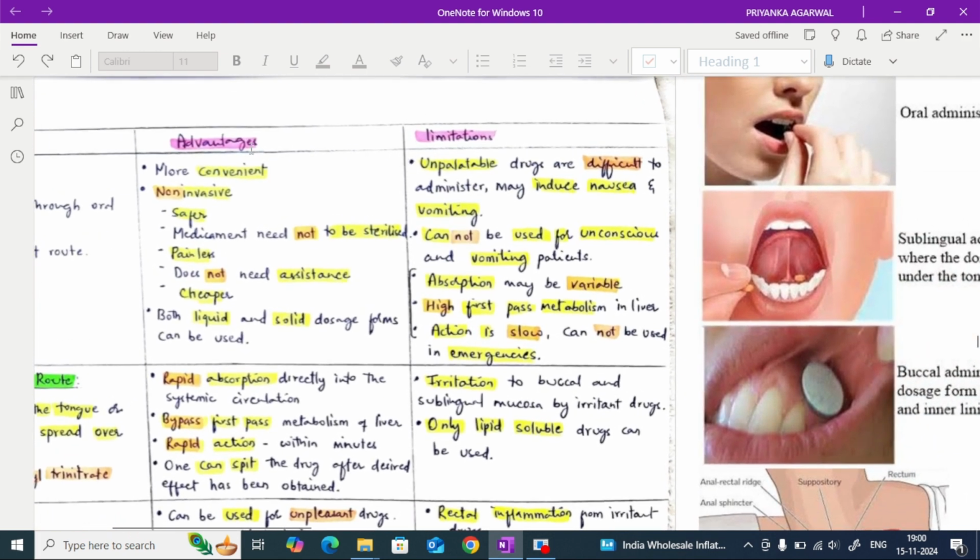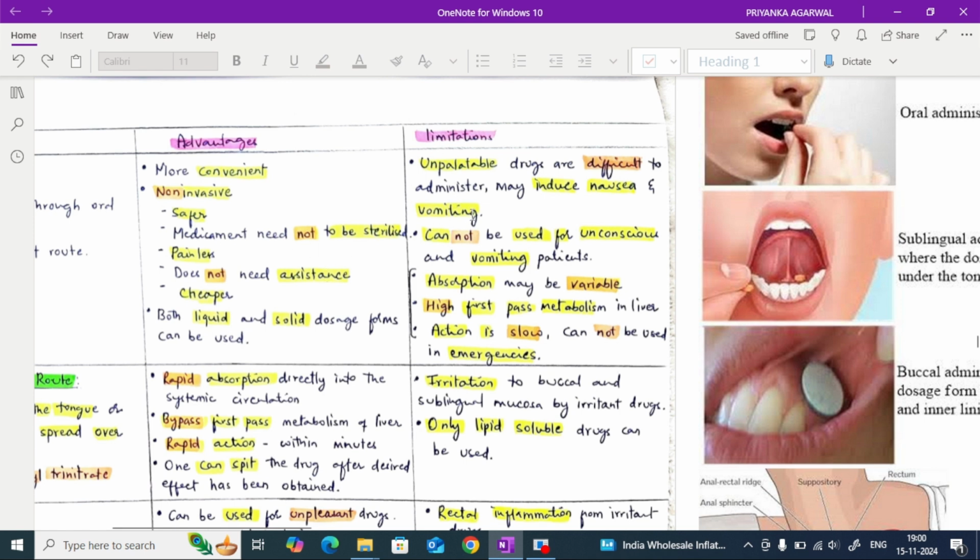It is very convenient, it is non-invasive. Whenever we think about being non-invasive, definitely it will be safer. Because it is safer, the medicament need not be sterilized. It is painless, so there is no need of any assistance. It is cheaper, and both liquid and solid dosage forms can be used via this route.